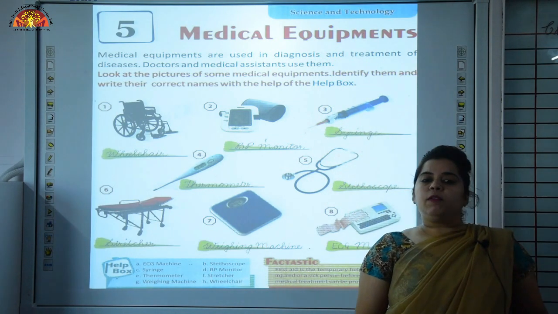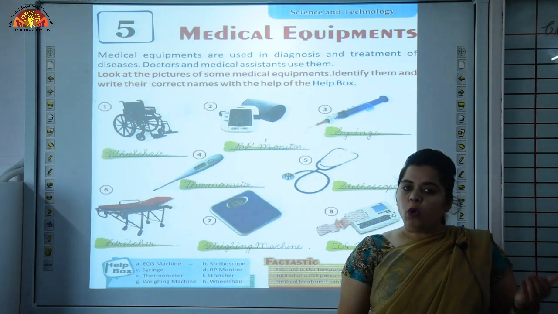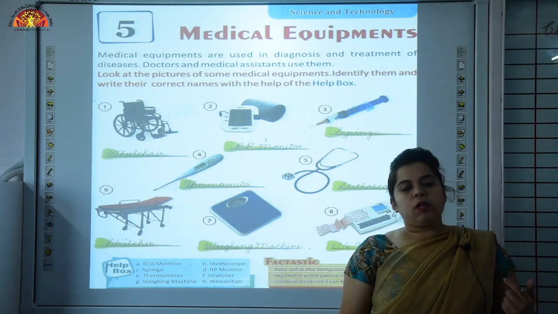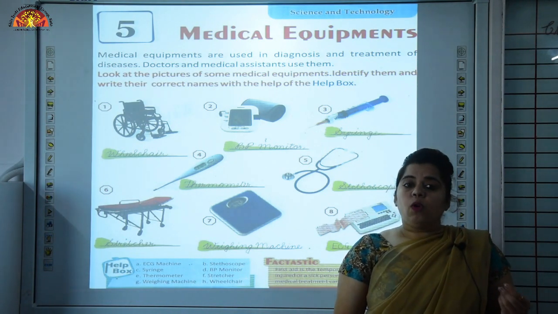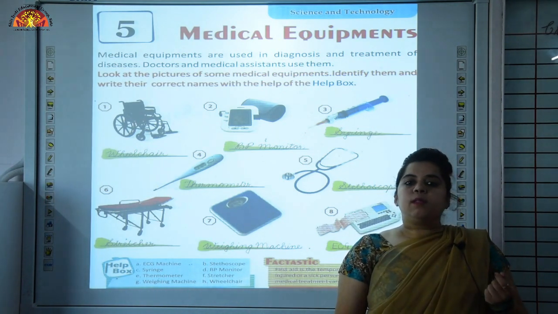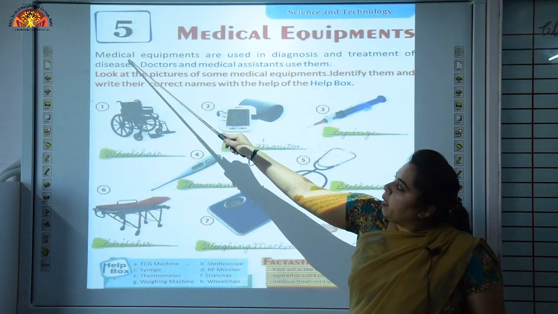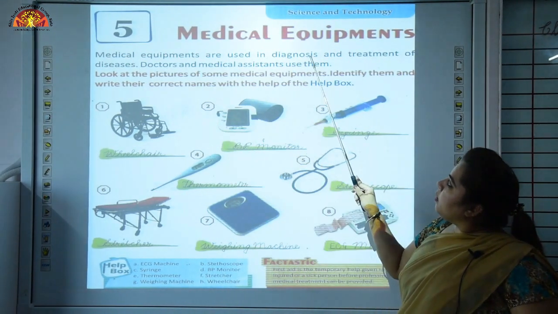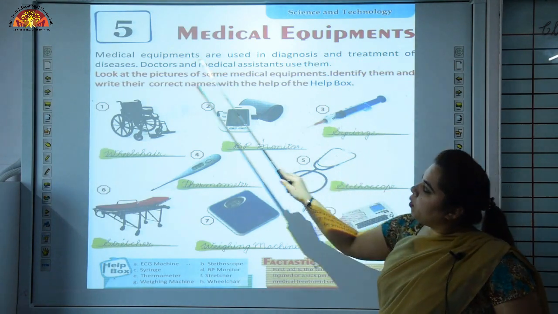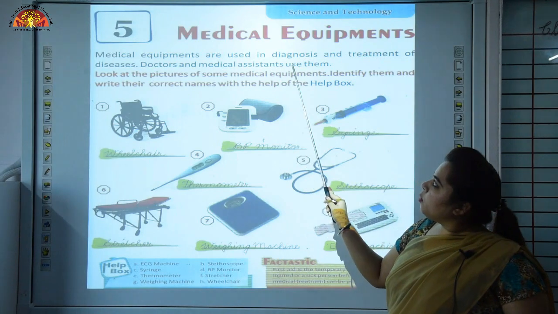Okay children, tell me one thing. When we are sick or ill, we go to the doctor for our checkup. So, the instruments which the doctor uses are known as medical equipments. Medical equipments are used in diagnosis and treatment of diseases. Doctors and medical assistants use them.